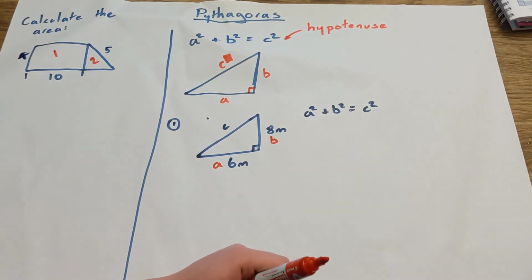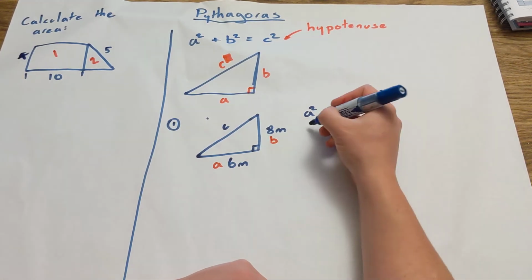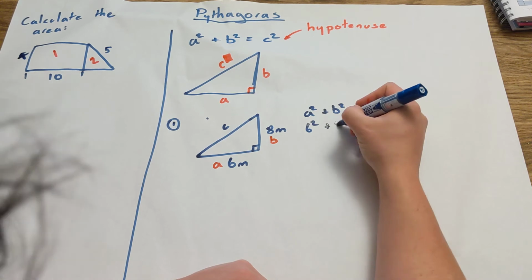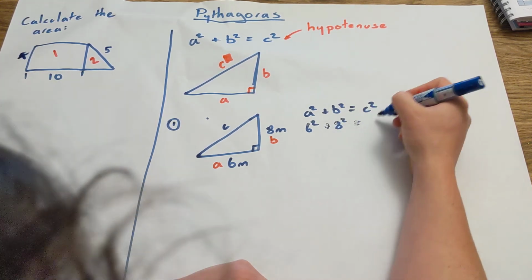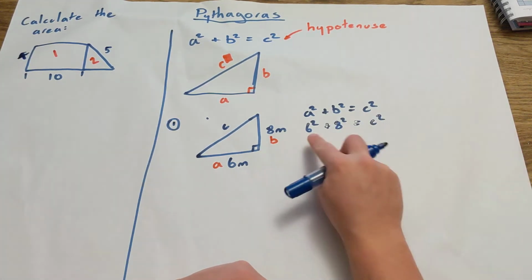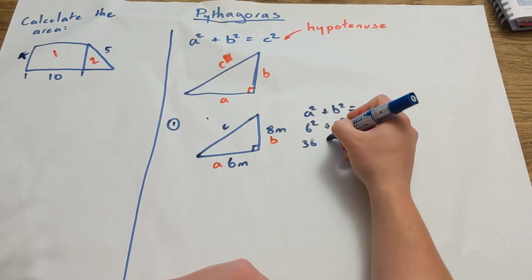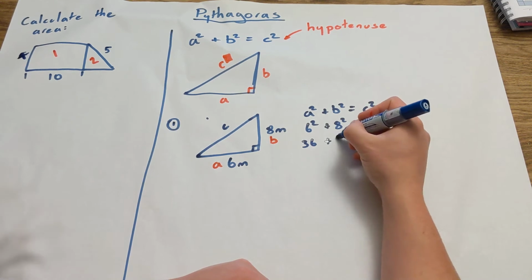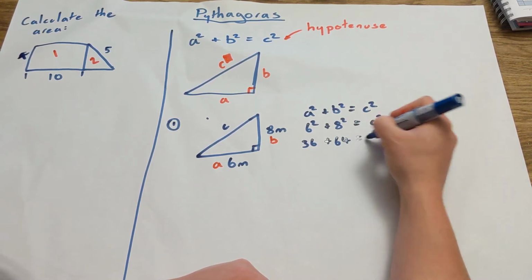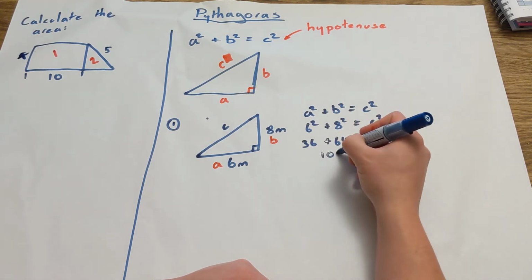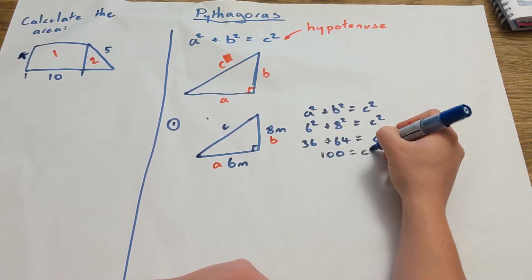Okay, so that means then I've got 6 squared plus 8 squared equals c squared. Okay, we'll work this out. 6 squared is 36, 8 squared is 64. So 36 and 64 is 100 equals c squared.